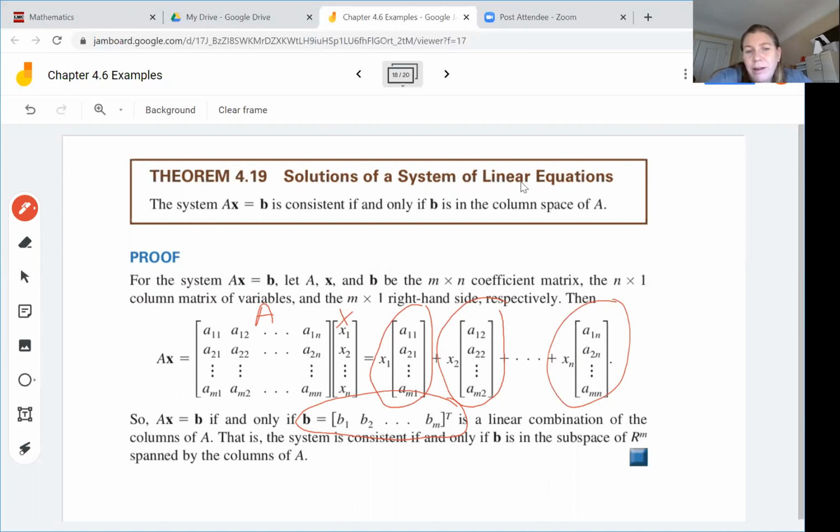In other words, the system is consistent if and only if b is in the subspace of Rm spanned by the columns of A. That's because our b here has to have length m, if that makes sense. So when they say transpose of the row vector here, they might as well have just said b1, b2 through bm as a column vector. That makes sense because b has length m, so it's going to have to be in the subspace of Rm.